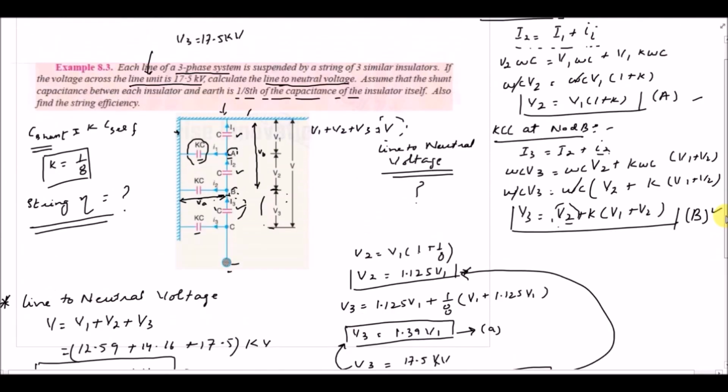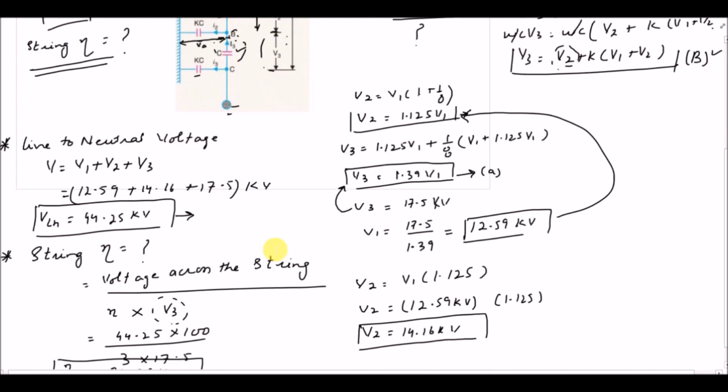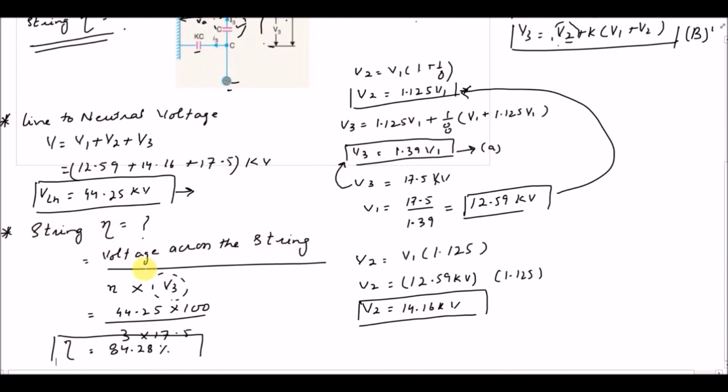So in the question we were asked to find the line to neutral voltage, which is the voltage between the grounded tower and the conductor, and it is the summation of all the three voltages V1, V2 and V3. And the second portion was we have to find the string efficiency, which is actually the ratio of voltage across the string, which is V line to neutral, divided by the total number of insulating discs multiplied by the voltage across the insulator which is closest to the conductor. So the efficiency value came out to be 84.28%. So this was the first example.